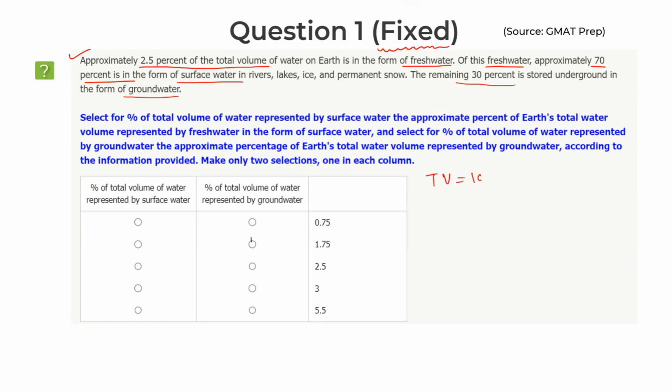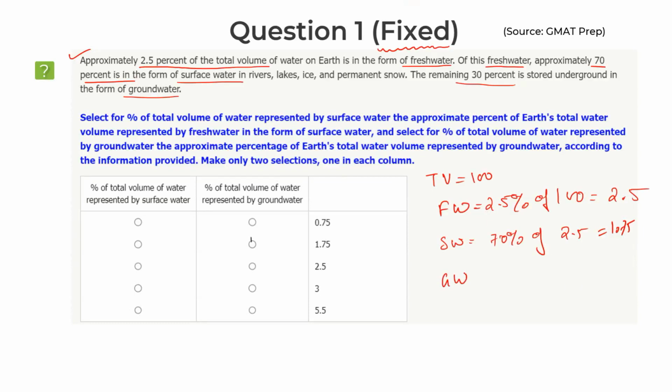If I assume the total volume to be 100, then what is the amount of fresh water that we have? The fresh water is 2.5 percent of 100, which is 2.5. After that, how much of this is surface water? Surface water is 70 percent of the fresh water, that is 70 percent of 2.5, which is going to be 1.75.